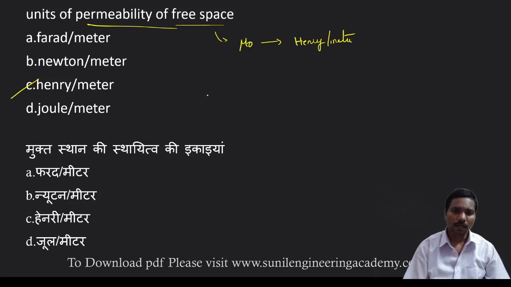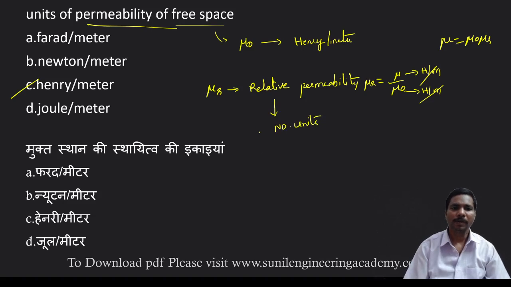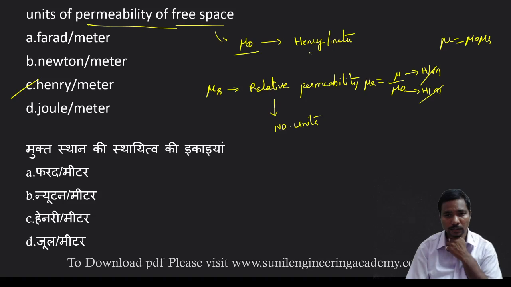If they are asking permeability of any substance, then also Henry per meter. If they are asking relative permeability, in that case, relative permeability mu is equal to mu naught into mu r. If you consider mu r is equal to mu by mu naught, mu is Henry per meter and mu naught is Henry per meter, so both will be cancelled out. So whenever there is the word relative, it has no units. But they are asking the free space mu naught value, that is mu naught units Henry per meter.